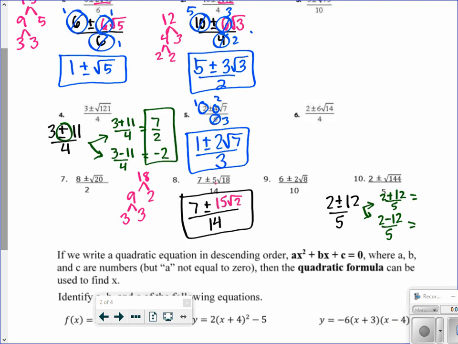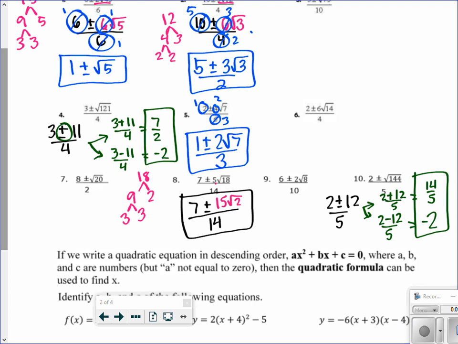2 plus 12 over 5. So 2 plus 12 is 14. 14 over 5 is still 14 over 5. Then 2 minus 12 over 5. 2 minus 12 is negative 10. Negative 10 divided by 5 is negative 2.